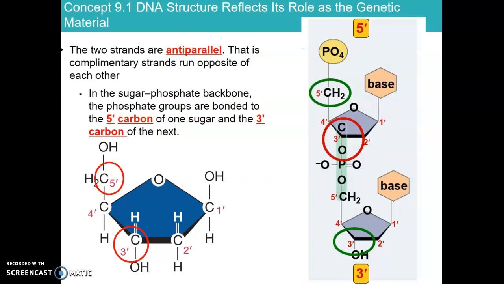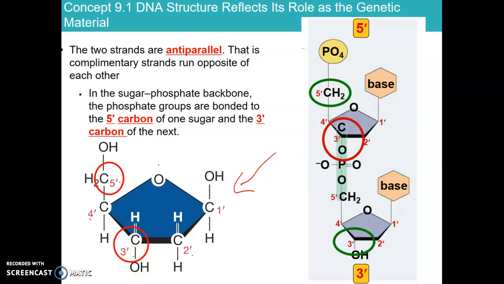So in the sugar phosphate backbone, the phosphate groups are bonded to the 5' carbon of one sugar and the 3' carbon of the next. So if you look here, you can see the ring structure of the carbon of the deoxyribose sugar. And each carbon we count, we number it: 1, 2, 3, 4, 5. Oh wait, sorry, that's an oxygen, not a carbon. And so what they discovered was that the phosphate groups bond to the sugars at the 5' and 3' carbons.